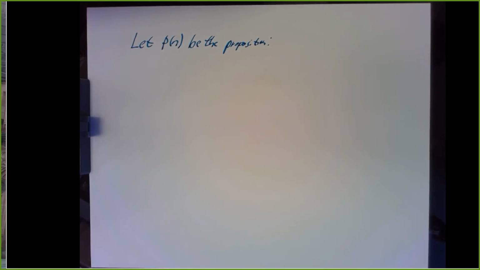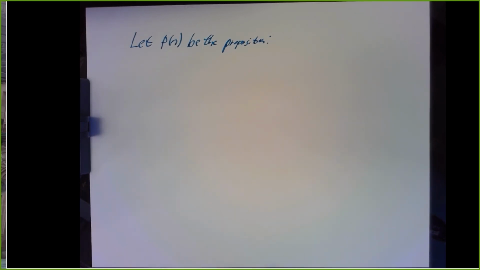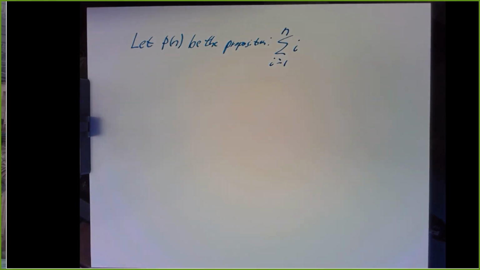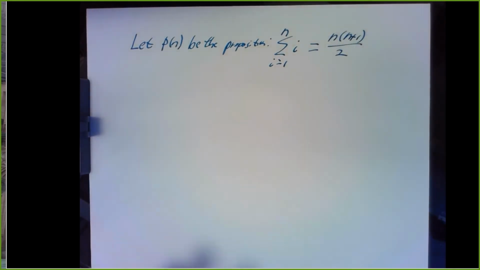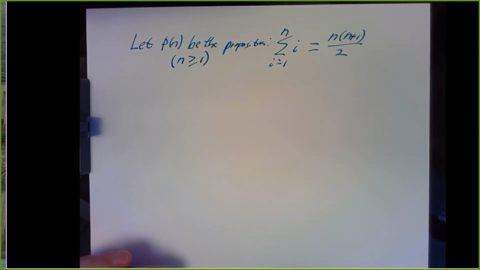Let P of n be the proposition that the sum of the first n integers, 1 plus 2 plus 3 up through n, is equal to n times n plus 1 over 2. And we'll do this for n bigger than or equal to 1.